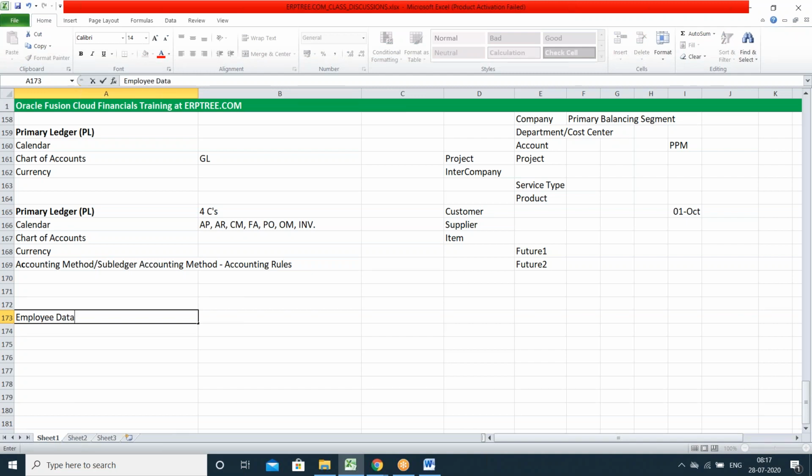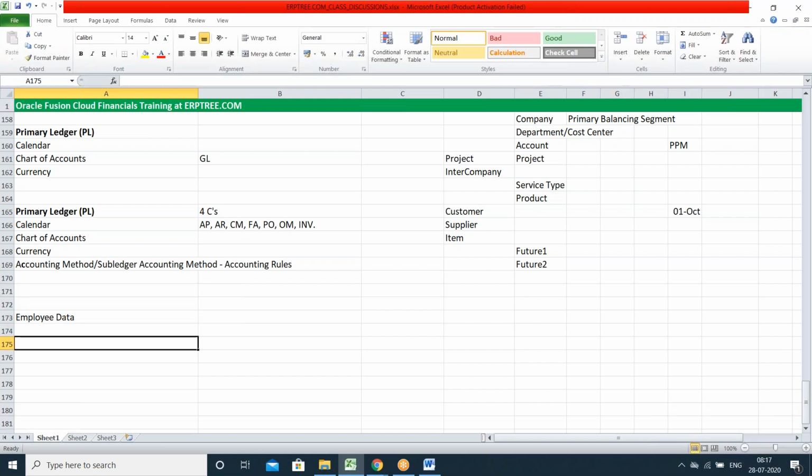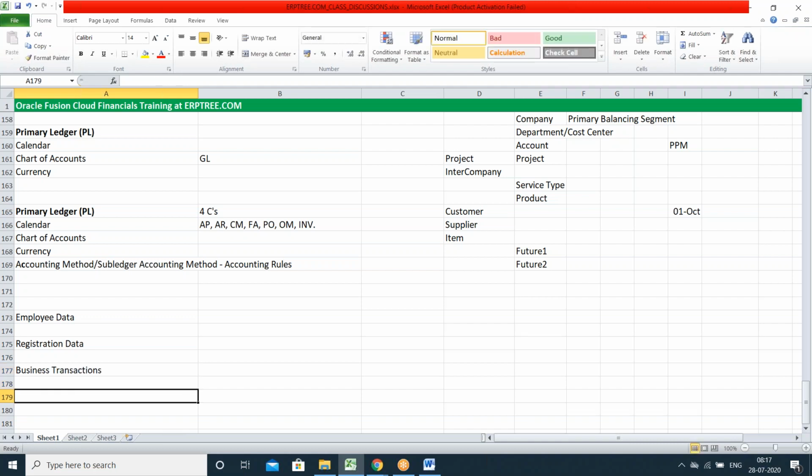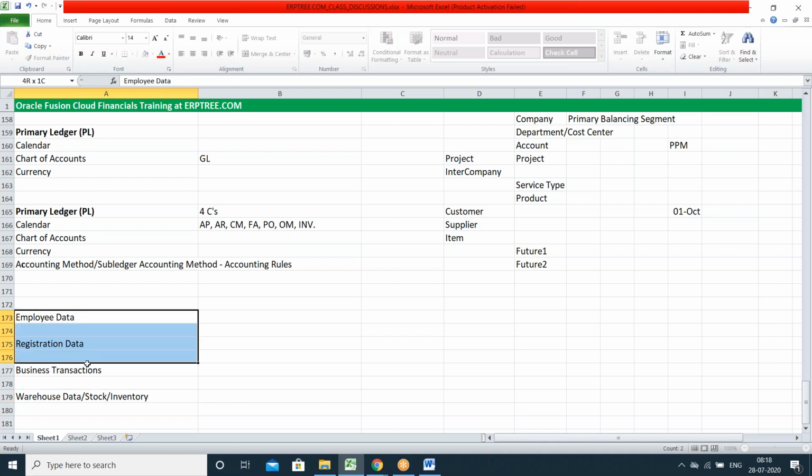Okay, employee data and registration data. The third one is business transactions data. The fourth one is warehouse data, or say stock, or say inventory, anything. So for complete total business information, you have to go with these four primary classifications.